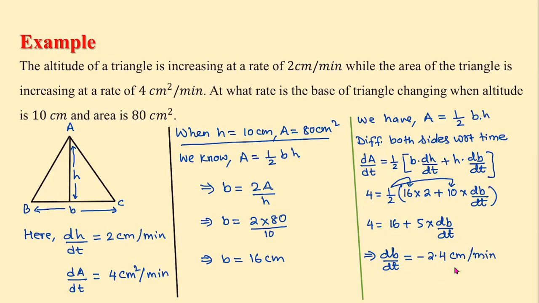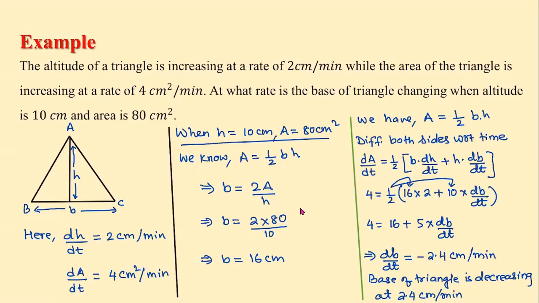The meaning of that is the base is decreasing at this rate. So the base of the triangle is decreasing at 2.4 centimeter per minute. The meaning of that negative sign is decreasing. The base is decreasing at that rate. So in this example, we see an application of derivative involving rate of change.